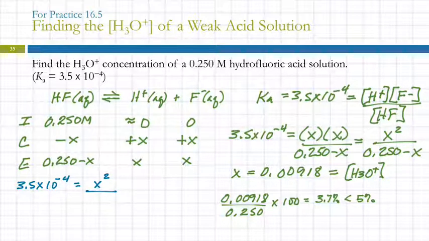And what the x is small approximation is saying is that x is small enough that when I subtract it from 0.25, it doesn't really change the 0.25, and so I can ignore it there. That, of course, makes the math much easier. And I get x is equal to 0.00935.